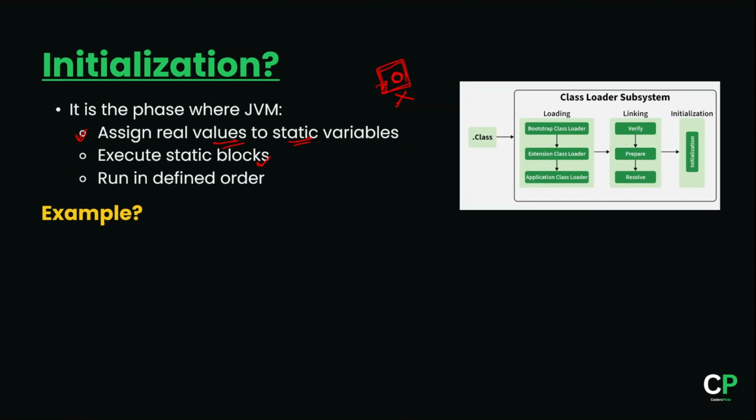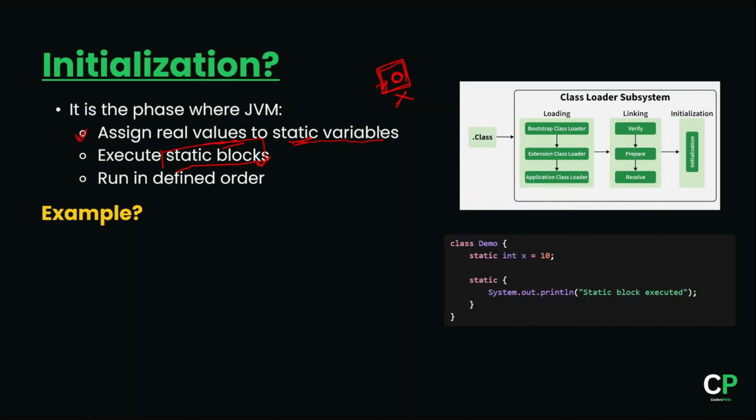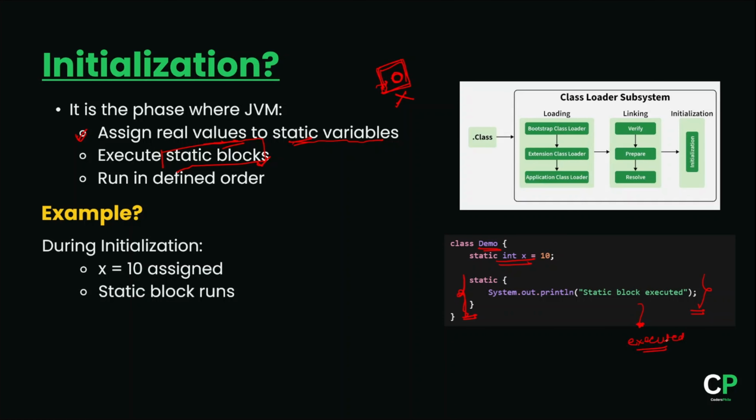Now let's see what is meant by the static block. For example, suppose here is our Demo class, and in this there is one static variable and one static block. So what is a static block? These are blocks that are executed once per class.